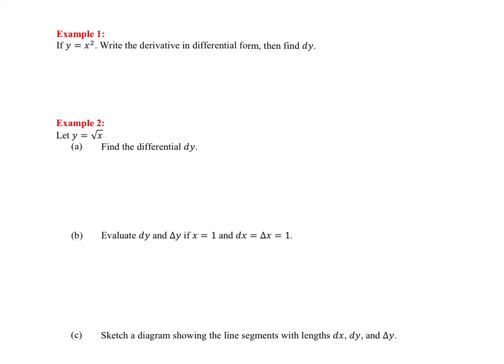All right, example 1, pretty basic. We're just going to find dy using our differential form. So if I took the derivative of y with respect to x, I'd get dy dx. And if I took the derivative of x squared with respect to x, I would get 2x. Therefore, dy in differential form, manipulating to find that, would be 2 times x times dx. Still kind of skill-based. Let's get to an application in the next example.